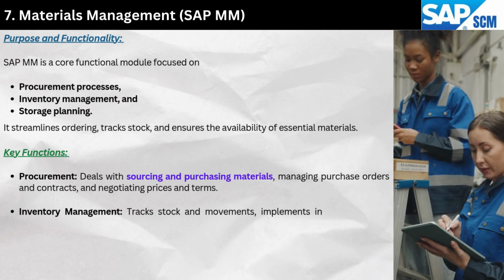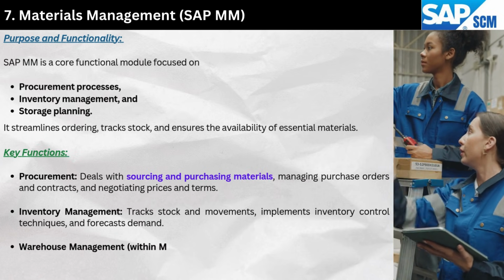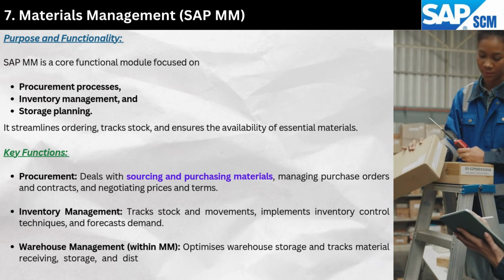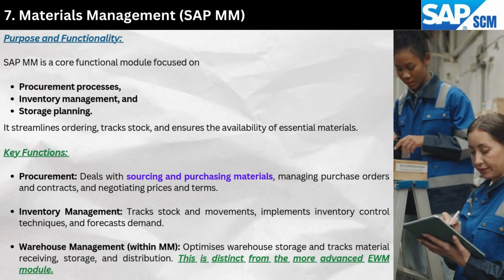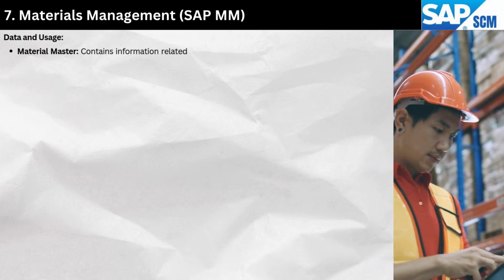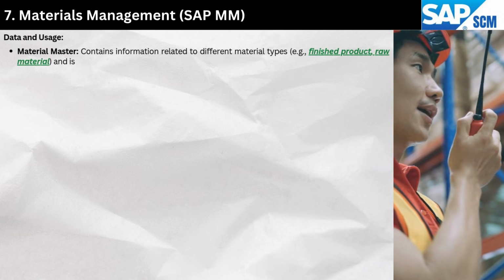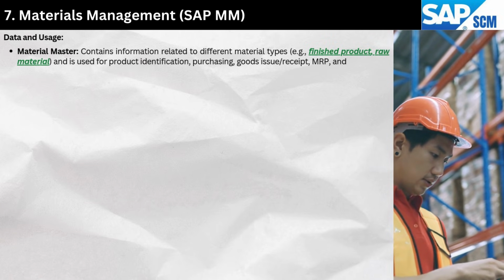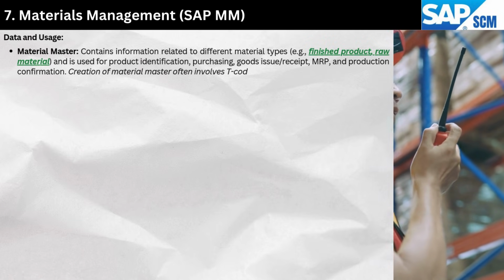Inventory management tracks stock and movements, implements inventory control techniques, and forecasts demand. Warehouse management within MM optimizes warehouse storage and tracks material receiving, storage, and distribution. This is distinct from a more advanced EWM module. Data and usage. Material master contains information related to different material types, e.g., finished product, raw material, and is used for product identification, purchasing, goods issue/receipt, MRP, and production confirmation. Creation of material master often involves T-code MM01.